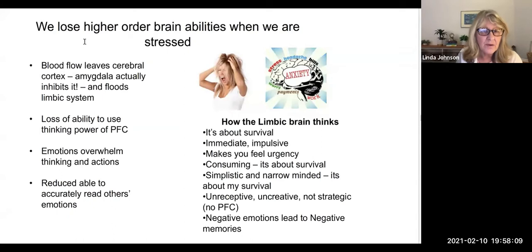This is what happens in your brain when we are in a stressed out state. The blood flow leaves the cerebral cortex, the front of the brain, and the higher executive center. And so we become very impulsive, you can see here. We feel this sense of urgency when really we probably could relax and find a calmer way to get it done. We feel a sense of consuming, we're narrow-minded, we become very egocentric. It's about me and my survival. And we become less able to understand other people's points of view.